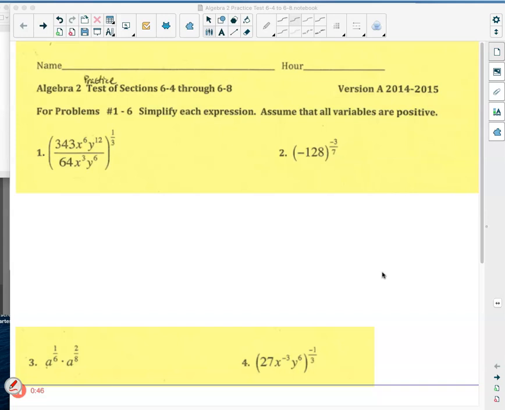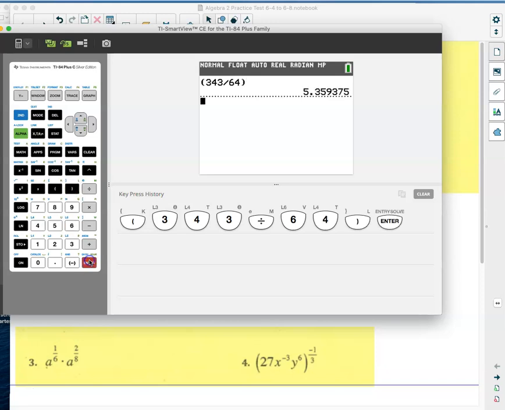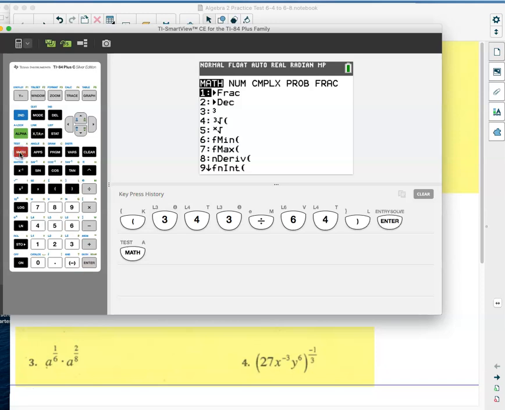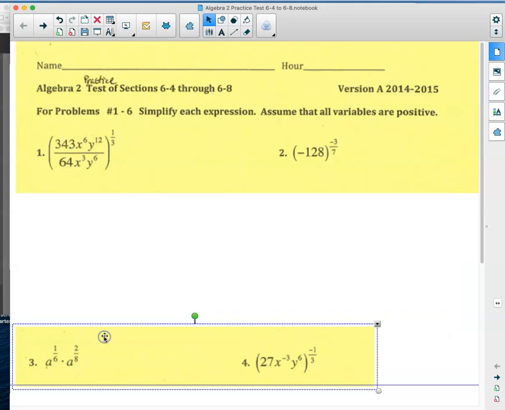And I see those big numbers and I think, well, maybe that's reducible. So let's punch that into the calculator and see if 343 64ths is reducible. 343 divided by 64, enter. Math number 1, enter. Ooh, so it's not. 343 64ths is not reducible, but good to check.